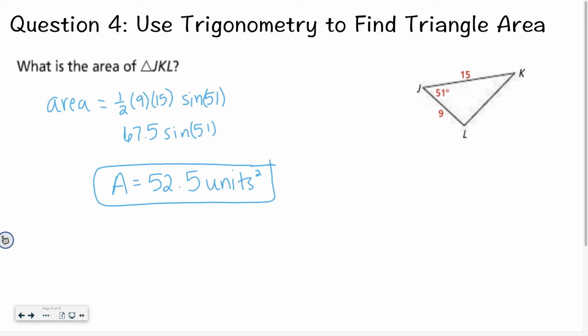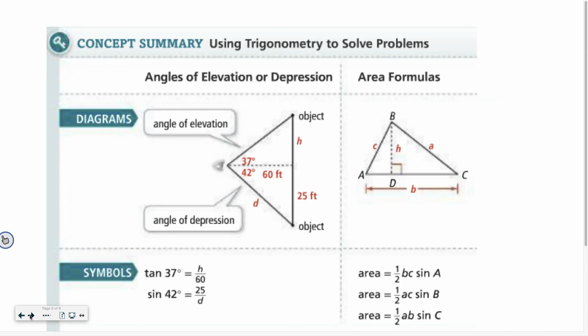All right, hopefully for this problem, you set it up 1/2 times 9 times 15 times sine of 51. And if you multiplied all of those together, that was 67.5 sine of 51. Plug that into your calculator and you get 52.5 units squared. If you have questions about that, please be sure to reach out for some help.